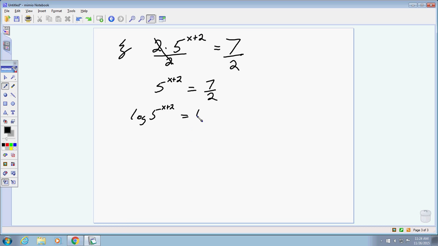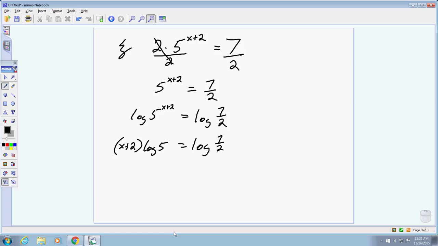Let's go with the log of 7 halves. Too busy yapping. So, yeah, we're just taking the log of both sides. That's your first step. Once you do that, now you can bust into those rules that we just did. So now I want to get it so that the variable isn't an exponent anymore. So I can use the power rule, and it says this: x plus 2 times the log of 5 equals the log of 7 halves.